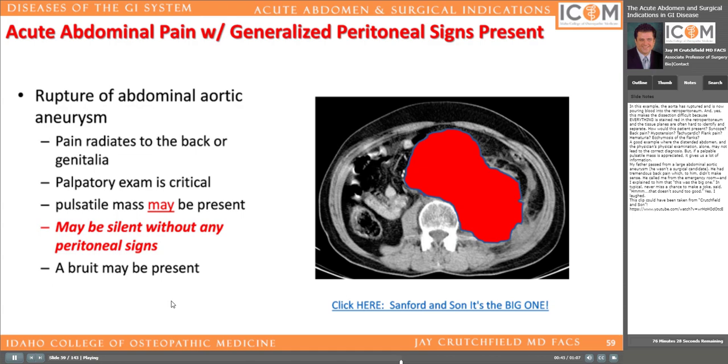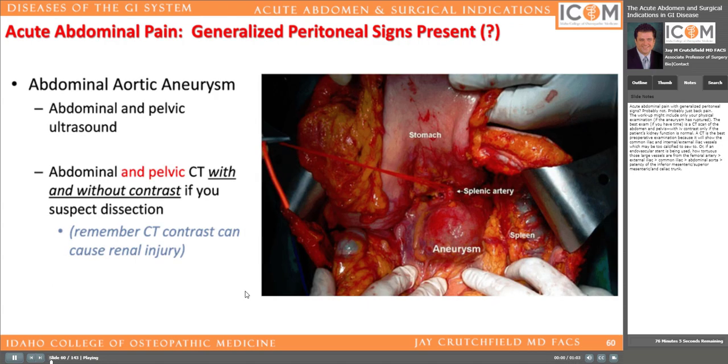Interestingly, my father passed from a large abdominal aortic aneurysm. He wasn't a surgical candidate. He had tremendous back pain, which to him didn't make sense. He called me from the emergency room and I explained to him that this was the big one. In typical fashion, never to miss a chance to make a joke, he said, that doesn't sound too good. Yes, I laughed, even though I knew my father was ready to pass.